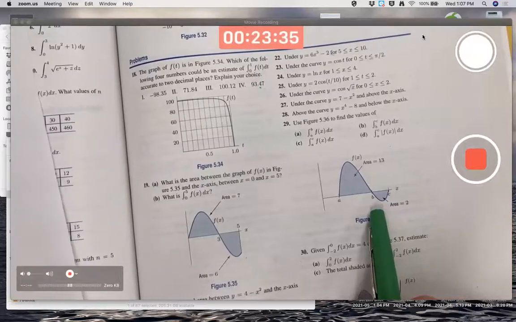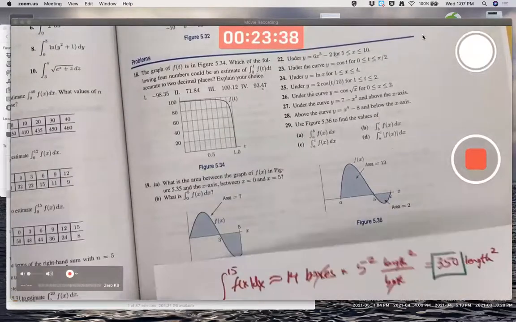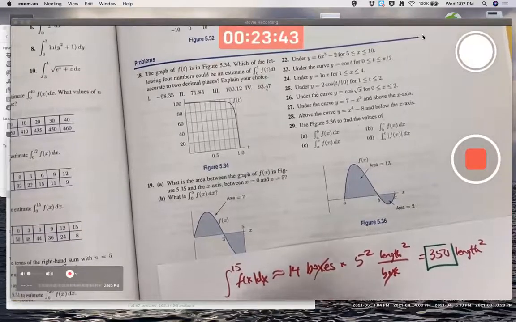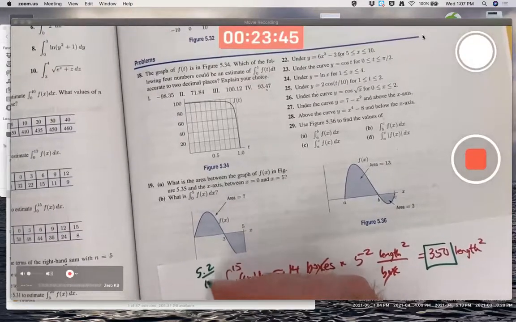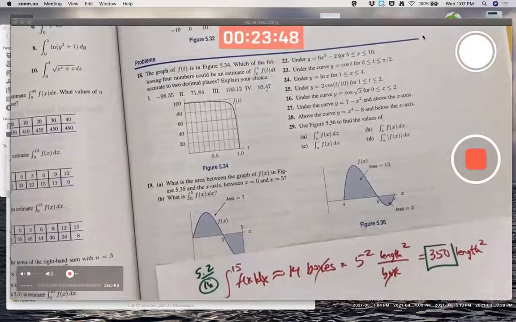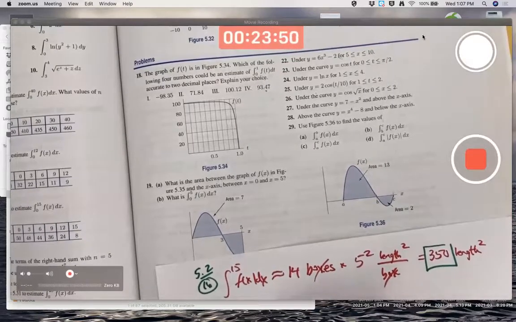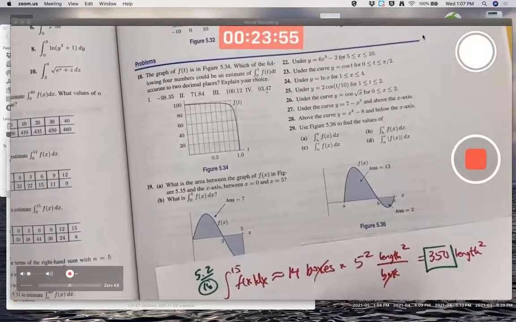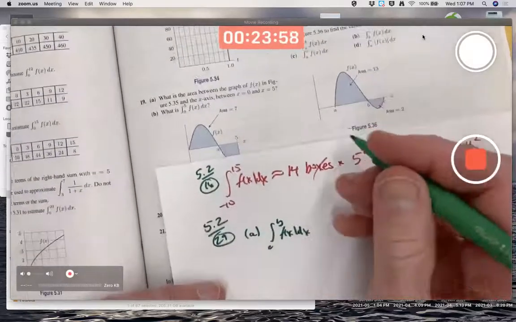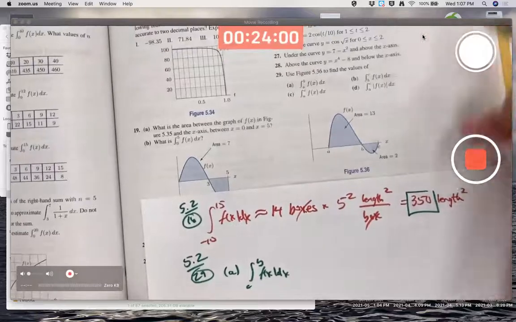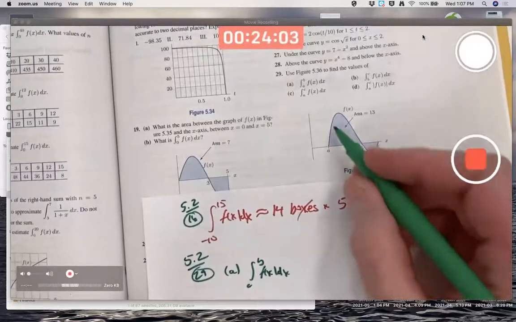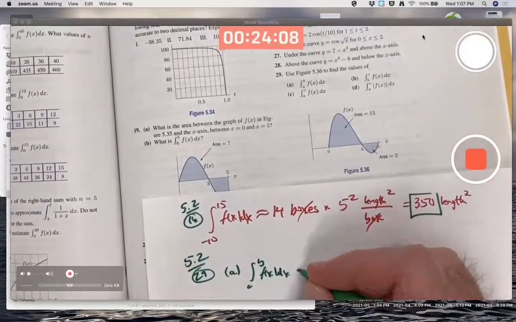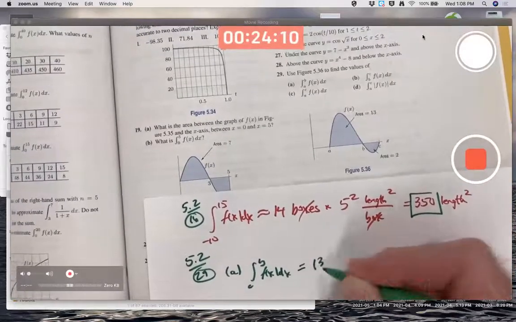Let's do this one, number 29. This was 5.2, number 16. Part A says find the integral from a to b of f of x. There's A, there's B. The graph is above the axis. That area of 13 contributes positively to the integral. In fact, the integral therefore must equal 13.